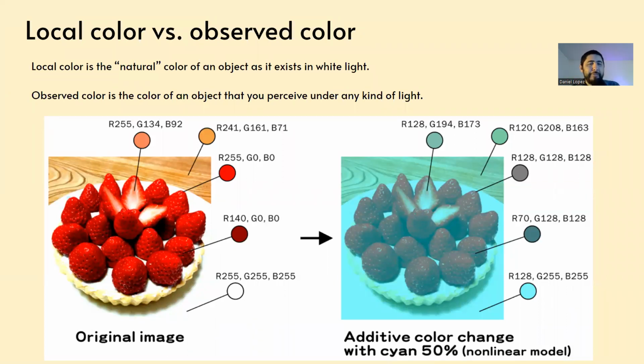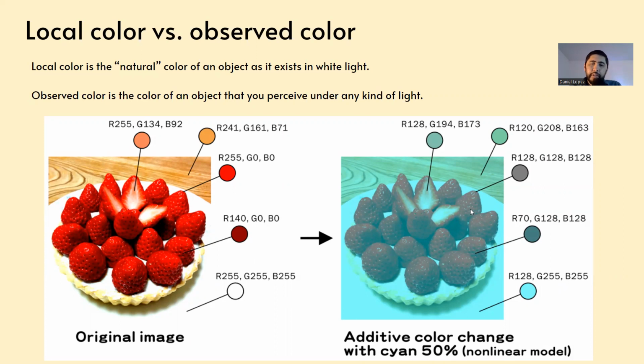So this is an interesting one because on the left hand, we know that strawberries are red because we're humans. If we're a bee or another creature, it might not be that color. But we know these are red, and that's the natural color as it exists in white light.